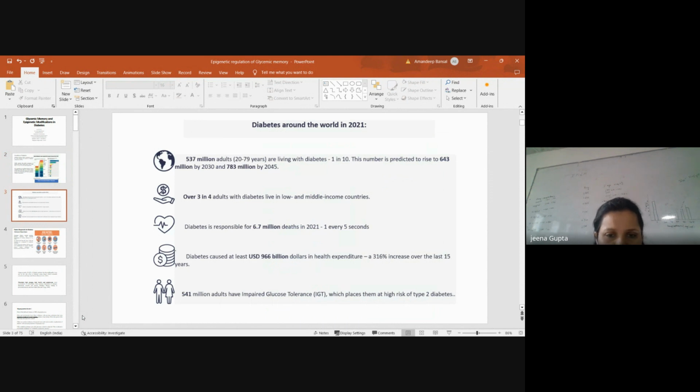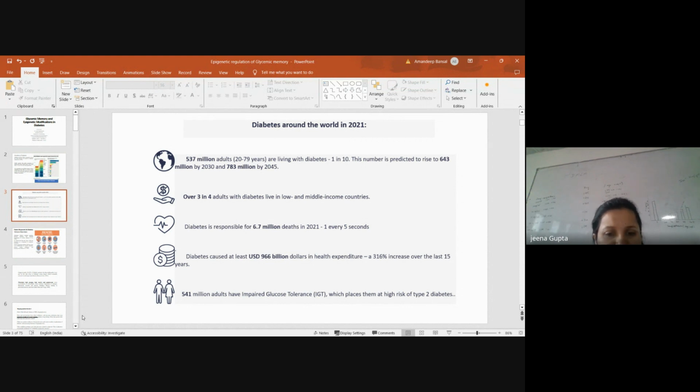So basically, it is predicted that the number of diabetic people will rise to 643 million by 2030 and 783 million by 2045. Three in every four adults with diabetes live in low-income or middle-income countries. And India is a middle-income country where we belong. So the prevalence of diabetes is very high in India.